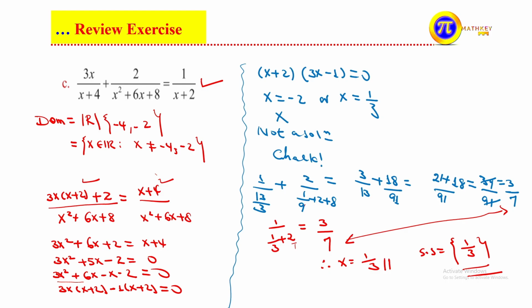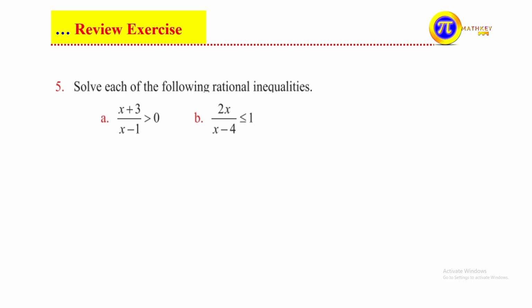Let's see the next one. Next we look at inequality. Solve each of the following rational inequalities. Inequality is anything with a sign such as less than, greater than, less than or equal, greater or equal, or not equal. If so, we call it an inequality. So how do we solve a rational inequality? Let's start from the first one.